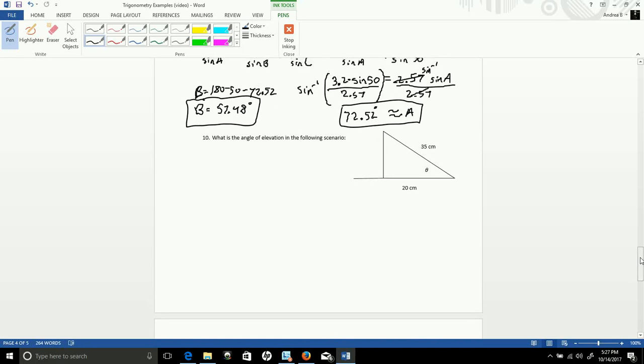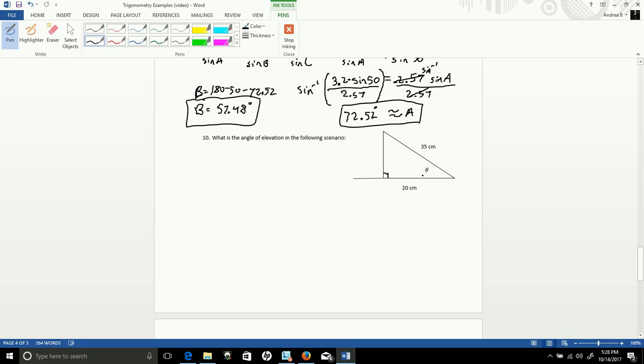And then the other one I want to go through in this video is number 10. This one's a lot shorter than number 9 was. Because here, we're actually dealing with a right triangle again. This is a right angle like it appears to be. And we're finding the angle of elevation, which is just that angle theta that we have labeled in the picture.